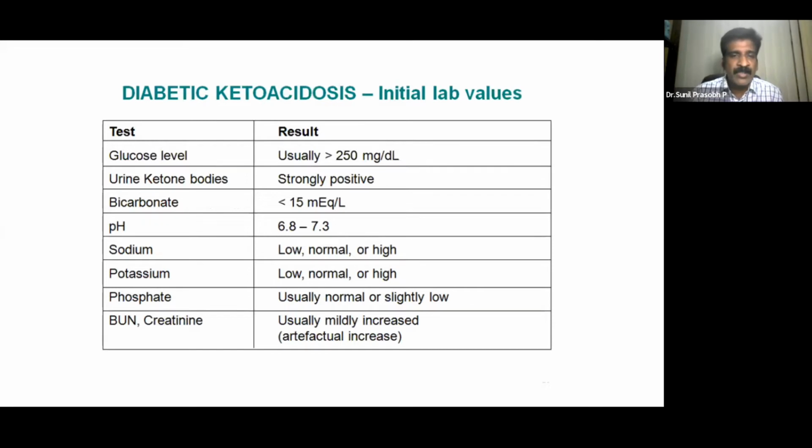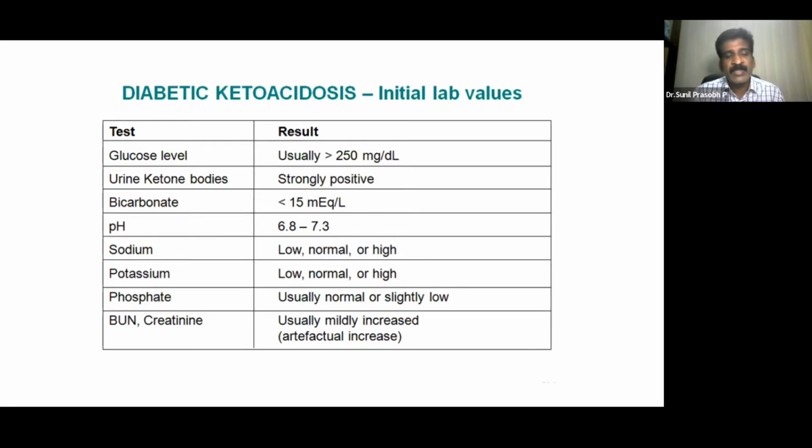Now, what are the important investigations? Of course, we know the blood glucose level. It is often more than 250 milligram percent. The urine ketone bodies will be strongly positive. When you do the ABG, the pH will be 6.8 to 7.2, less than normal. The bicarbonate will be reduced. The electrolyte abnormalities are another very, very important thing. The sodium, most often there is a hyponatremia, and this is basically a dilutional hyponatremia.